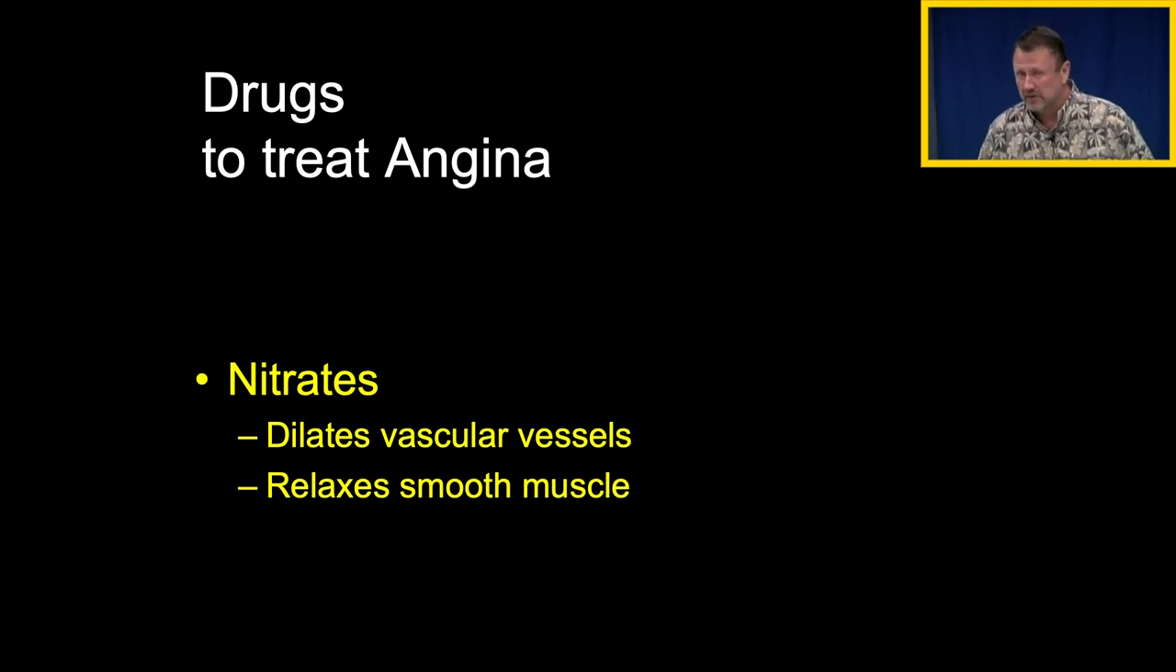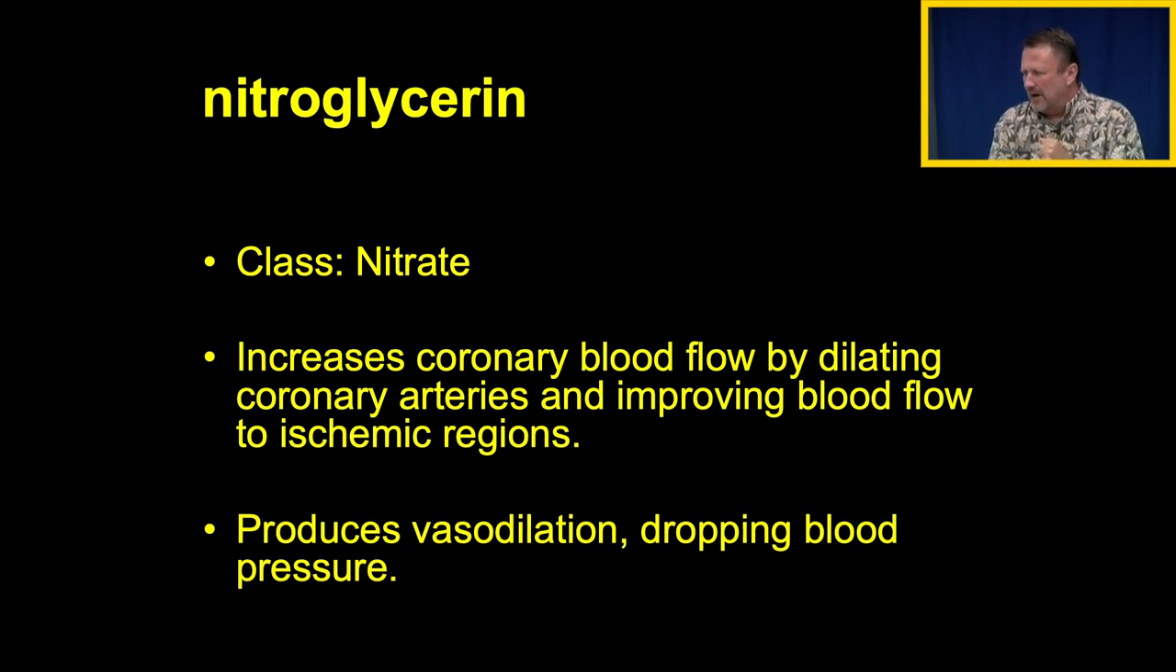We're going to use nitrates to treat angina. Now, we've used nitrates already to treat malignant hypertension because it is an intensive vasodilator. By dilating the vascular vessels, we lower blood pressure, and by making the blood vessels bigger, we can allow more blood to flow to the heart. This relaxes the smooth muscle, not only in the heart, but around the blood vessels. So the nitrates increase coronary blood flow by dilating coronary arteries, improving blood flow to ischemic regions. Again, ischemia means that the tissue is not getting enough blood supply, but it is reversible.